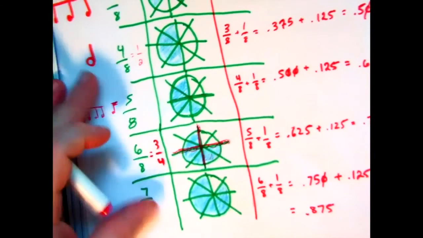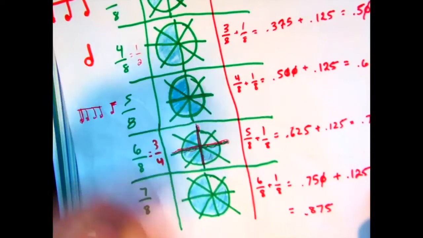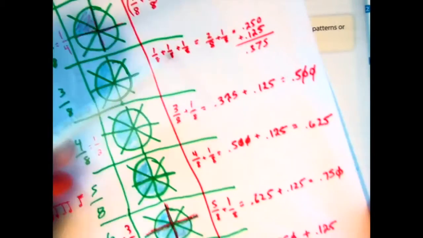Now, if you notice, these are terminating decimals. They have a definite end. They are not repeating decimals.